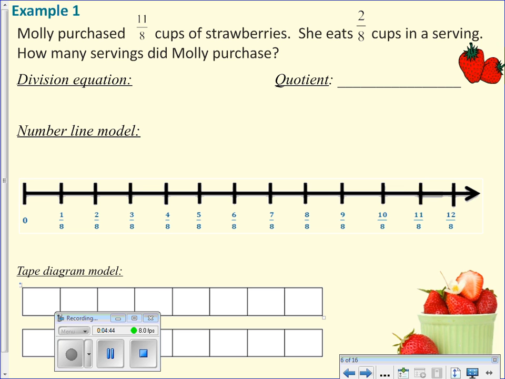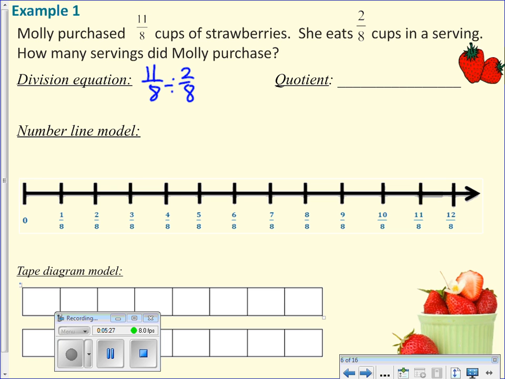What do I always tell you to do? Use your visualization. Make a picture. What is it that you have? Show me. Put your arms out. We have how many strawberries? We have 11/8. I'm scooping out 2/8 for this, 2/8 for this, 2/8 for this. So I want to know how many 2/8 cups are in my 11/8 bowl. So what would my division equation be? What do I have, and what am I separating it into? All right, so write that down, please.